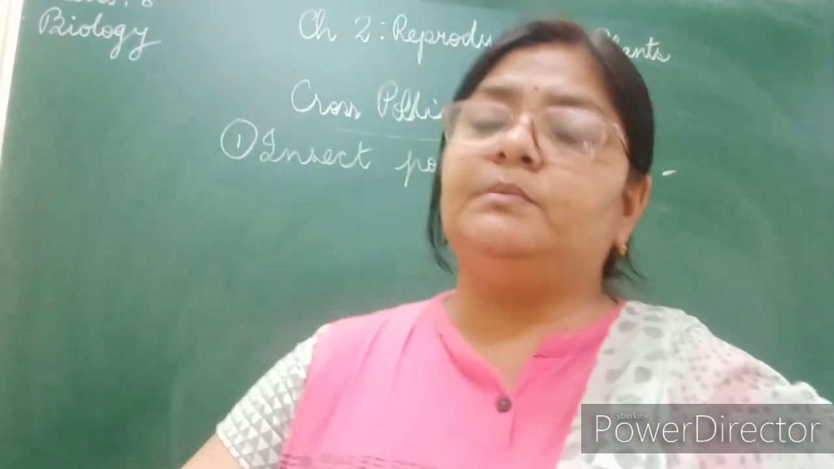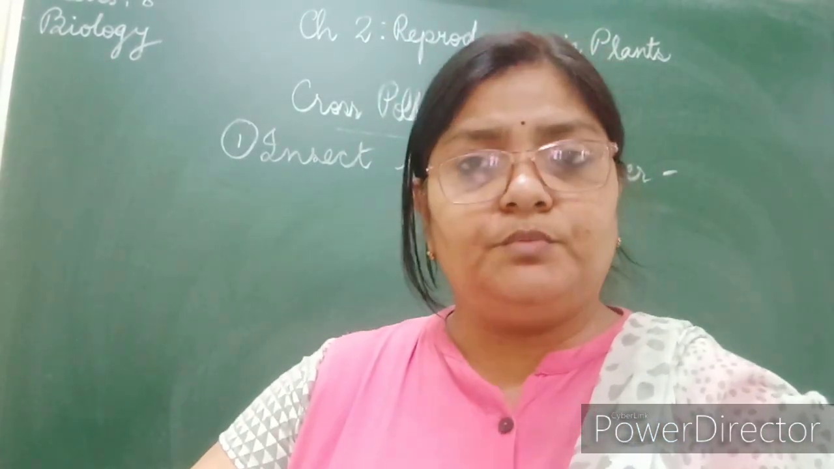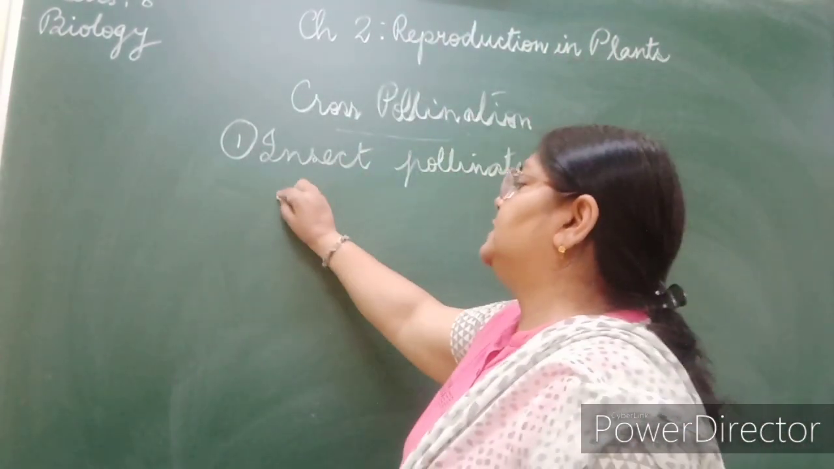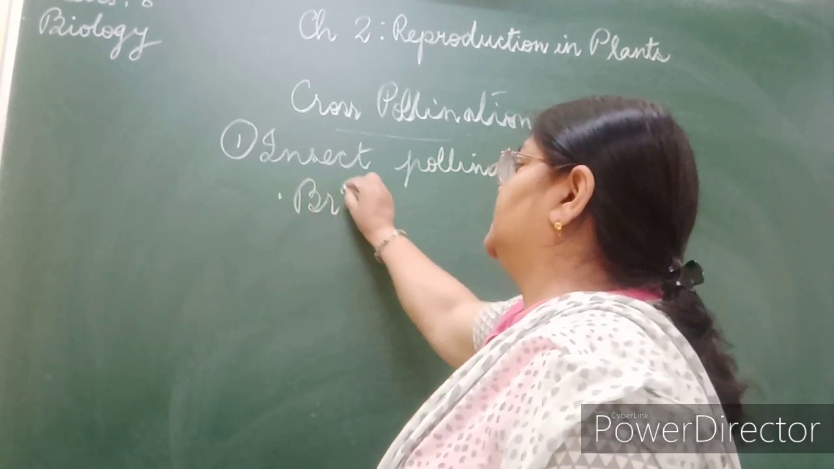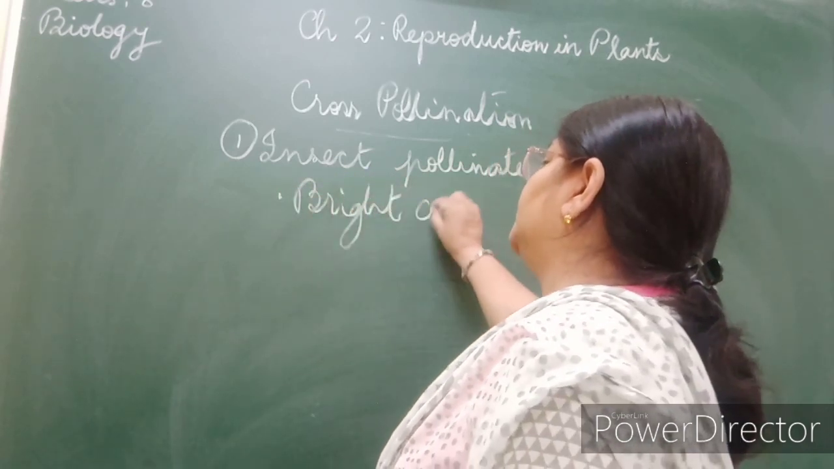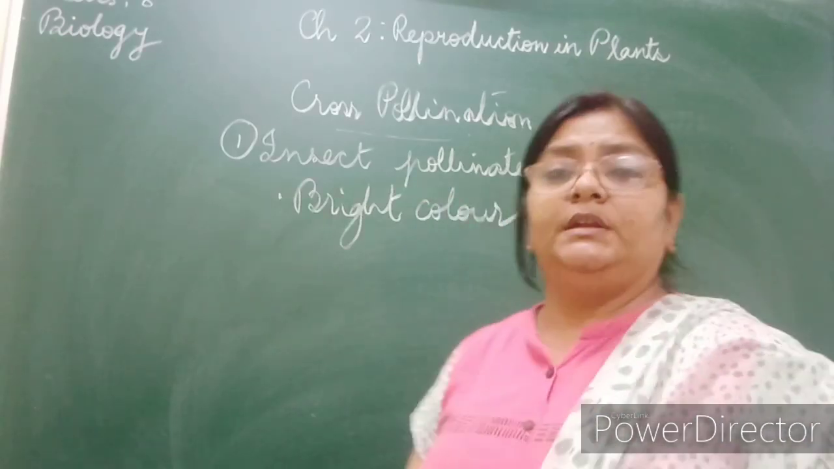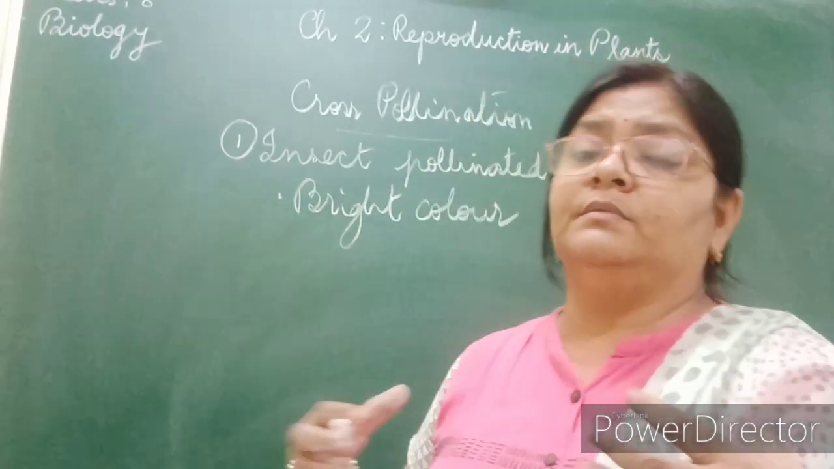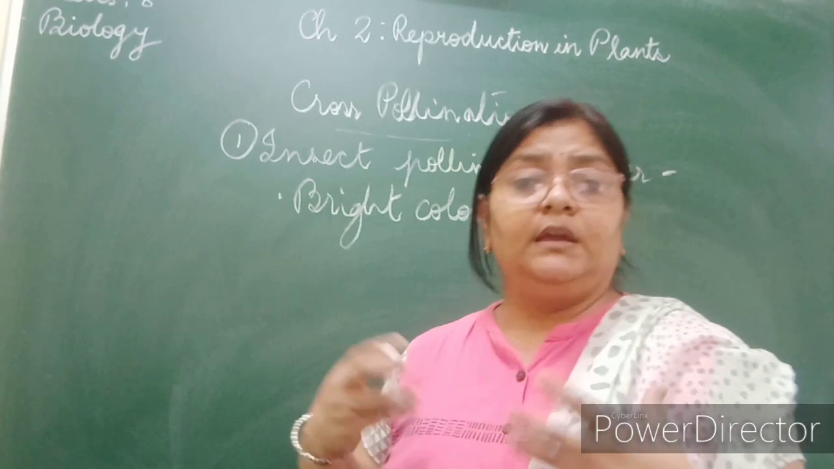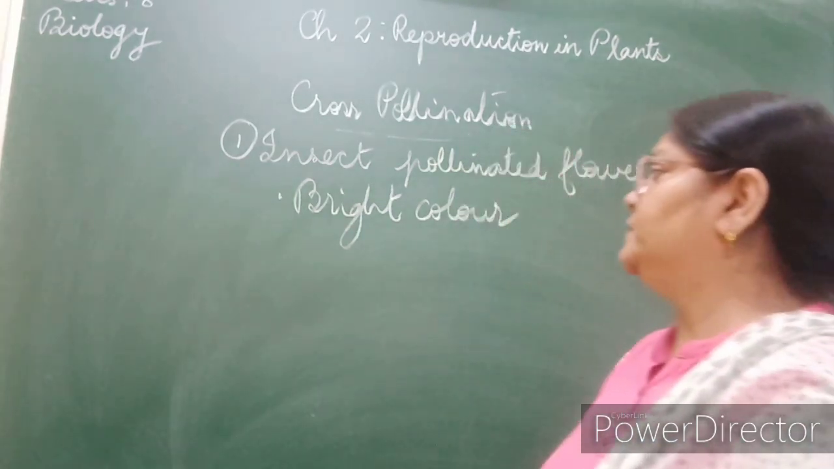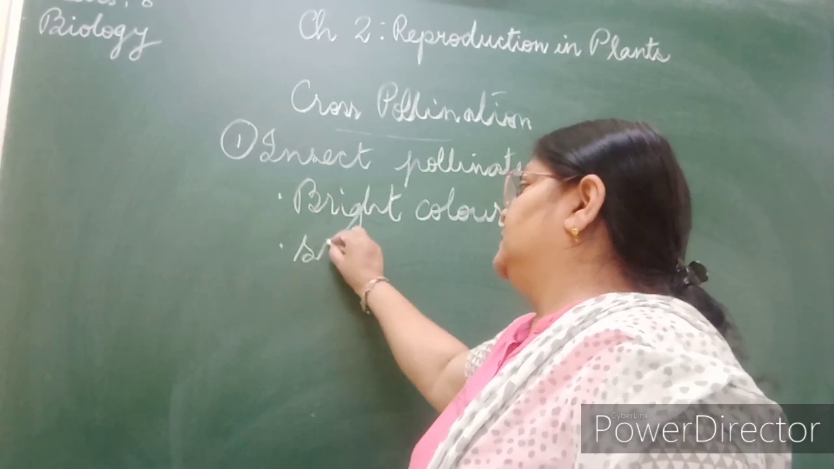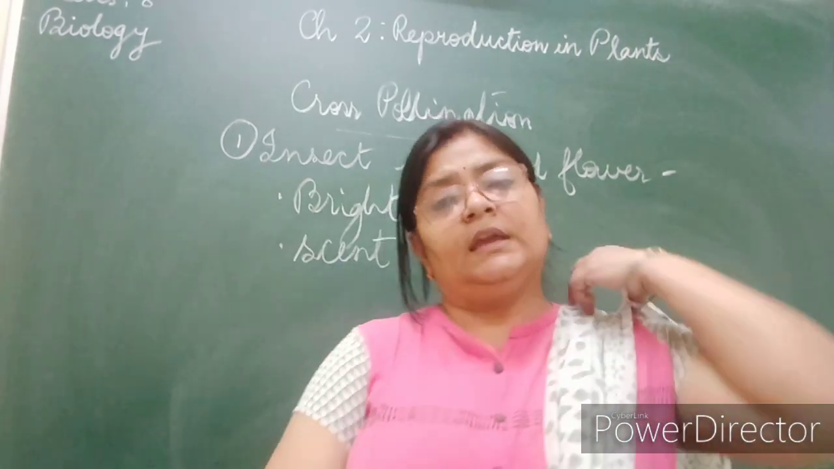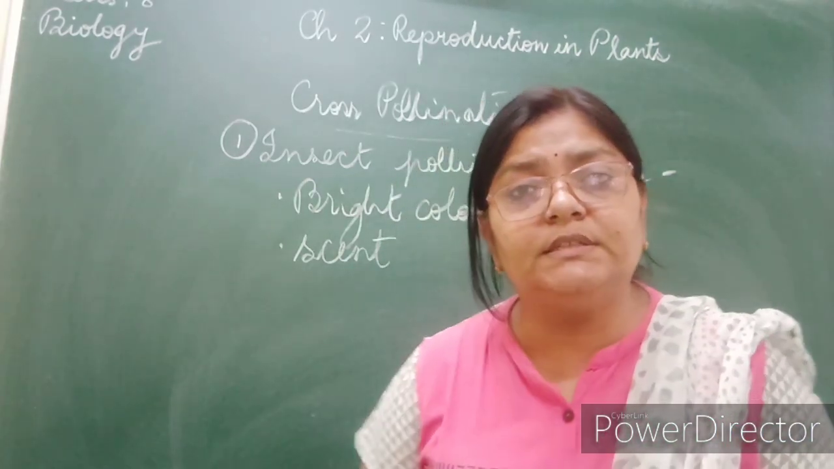Okay, now there are some particular properties of the flower that help it to be pollinated by an insect. The first and foremost is its bright color. Mostly the insect pollinated flowers are brightly colored. The petals are very brightly colored. The red and yellow flowers attract the insects towards themselves because of the color. Next, they have a fragrance, a scent. The scent of the flower, like a rose, also attracts the insects towards itself.